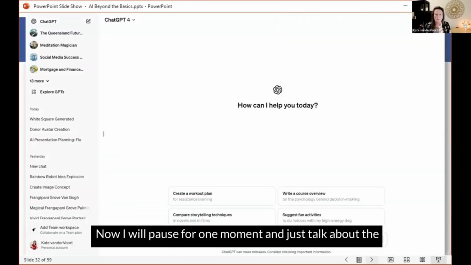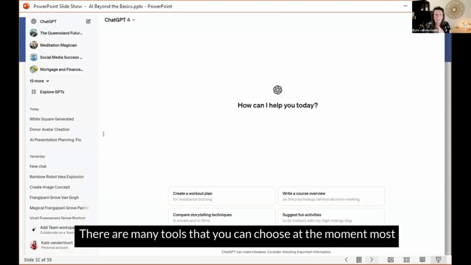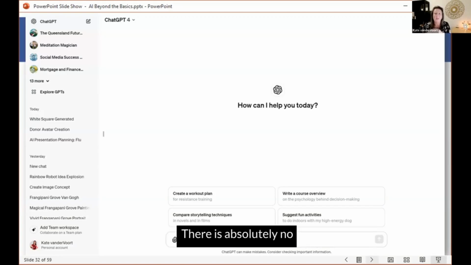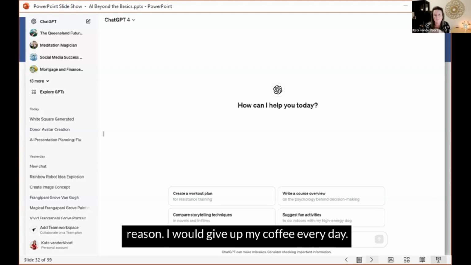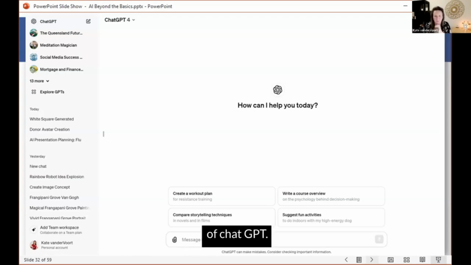Now, I will pause for one moment and just talk about the difference between the tools. There are many tools that you can choose at the moment. Most of them are $20 to $30 US a month for the good quality version. ChatGPT is free at 3.5, but 4.5 is paid at $20 US a month. There is absolutely no reason not to pay for it. I would give up my coffee every day. I would give up my Netflix subscription. I would give up just about anything to pay for the paid version of ChatGPT.